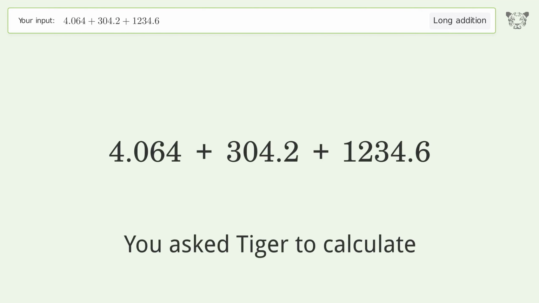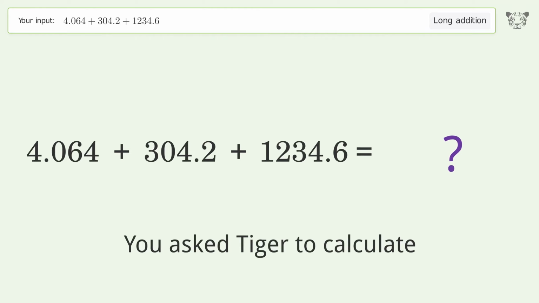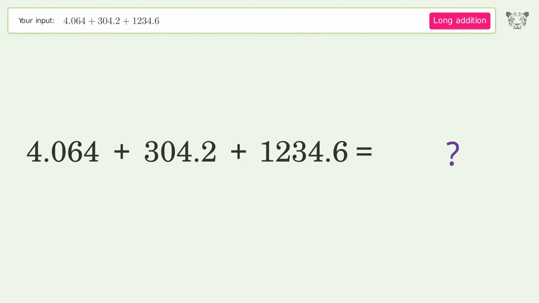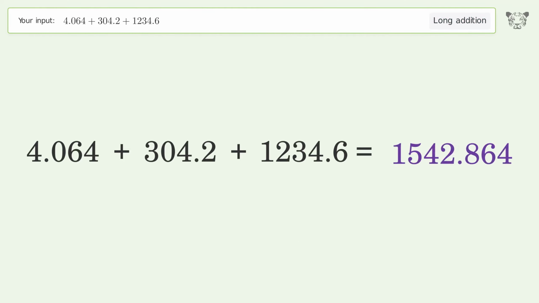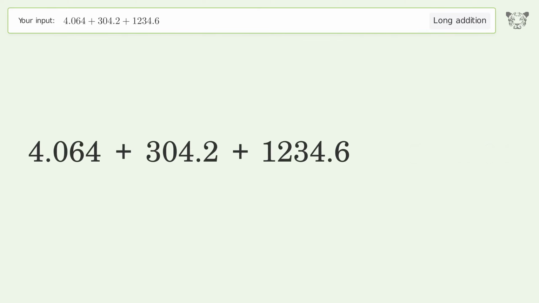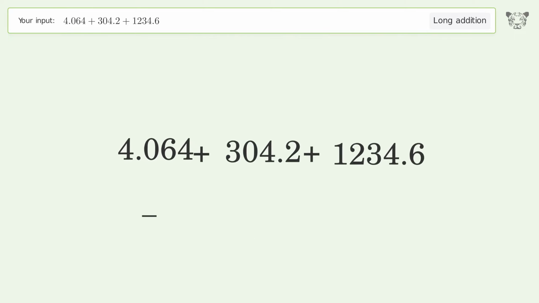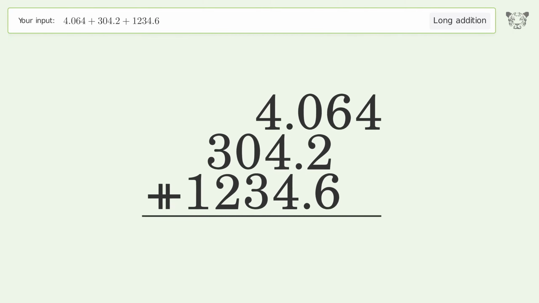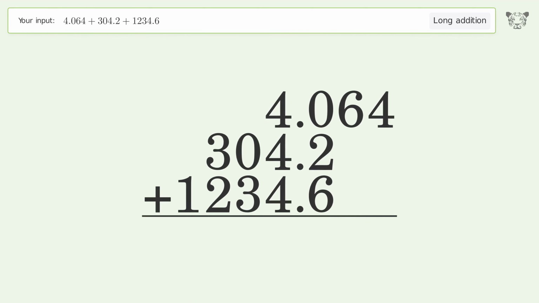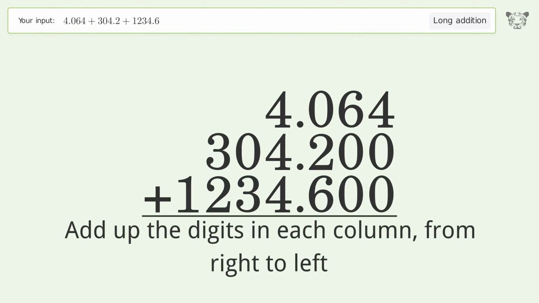You ask Tiger to calculate. This deals with long addition. The final result is 1542.864. Let's solve it step by step. Rewrite the numbers from top to bottom, aligned by their place values. Put zeros in the blank number places. Add up the digits in each column, from right to left.